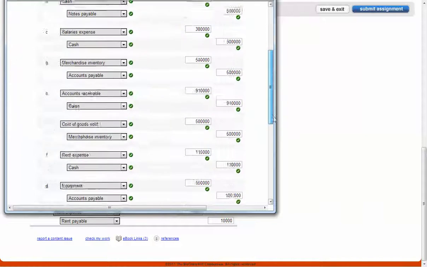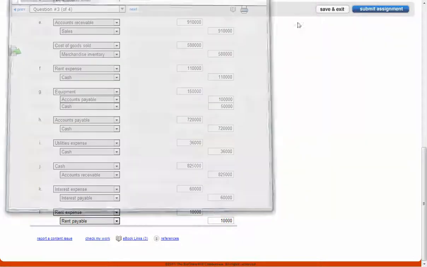Let me check my work really quickly just to make sure we did everything right. And yay, we did. Thank you.